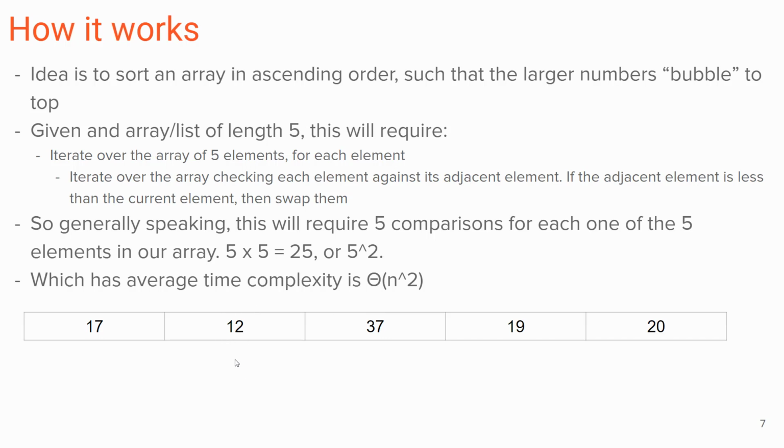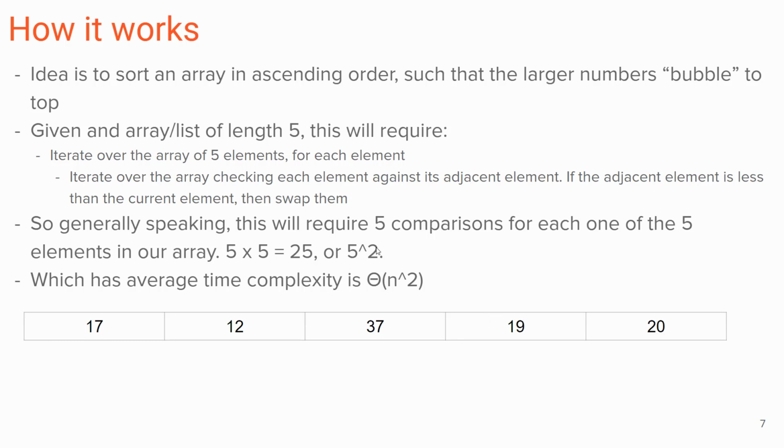So if I'm checking 12, the one I'm going to check is 37. Is 12 greater than 37? No, so we're good. Continue. But what about here? If I'm checking 37, then I'm going to check its adjacent element, 19, and I'm going to say, is 37 greater than 19? In this case, it is, so I would have to swap those, because 37 should bubble up to the top or the end of this list.